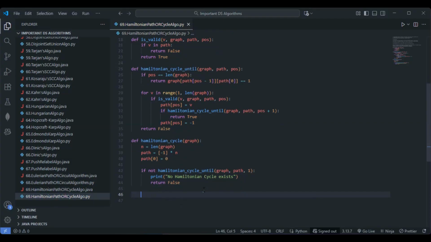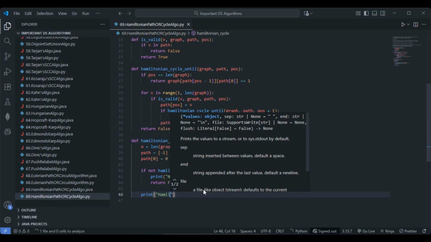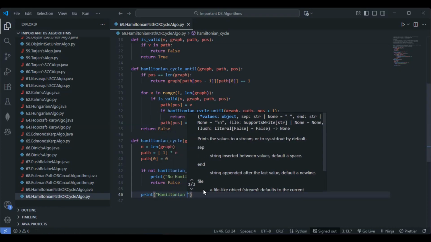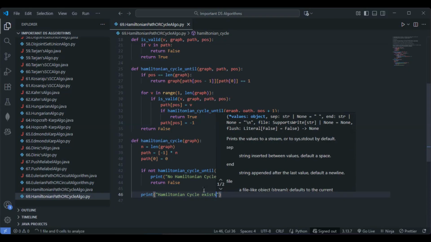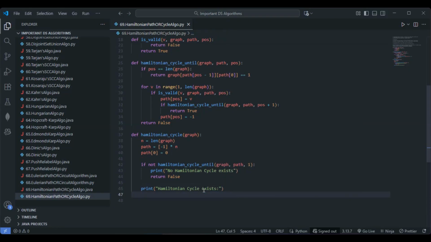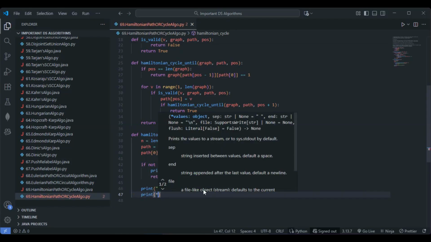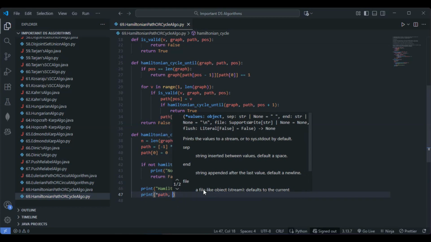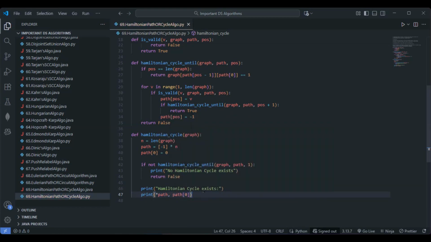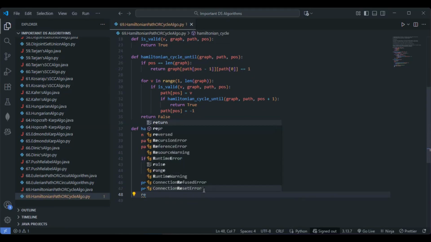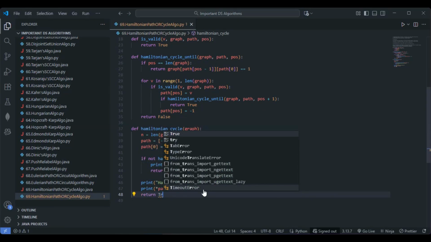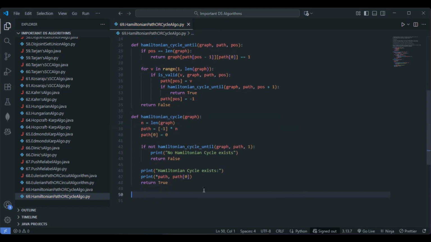Yep. What if we have found, then we have to print the path, right? So let's make use of the print here. So I'll just go with Hamiltonian cycle exists, right? So this is fine. Then let's print something here. Print, let me go with the path, path of 0, right? Finally, let's return true. So this is fine. Now we are done with the 3 steps. We are done with the algorithm part one.